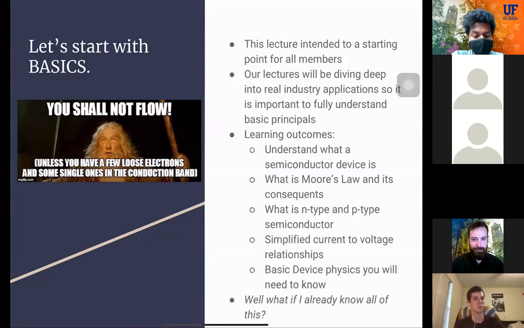For this lecture, the learning outcomes would be understanding what a semiconductor device is, what Moore's law is and its consequences, what N-type and P-type semiconductors are, simplified voltage-current relationships, basic device physics, and all the things that you need to know about these things. These are the basics. If you know all these things, it's really good, but you might surprise yourself when you see a lecture that there might be a lot of things that you thought you knew but actually you didn't, or some things you have doubt about. So we try to clear them out. It's fine because we're starting from zero.